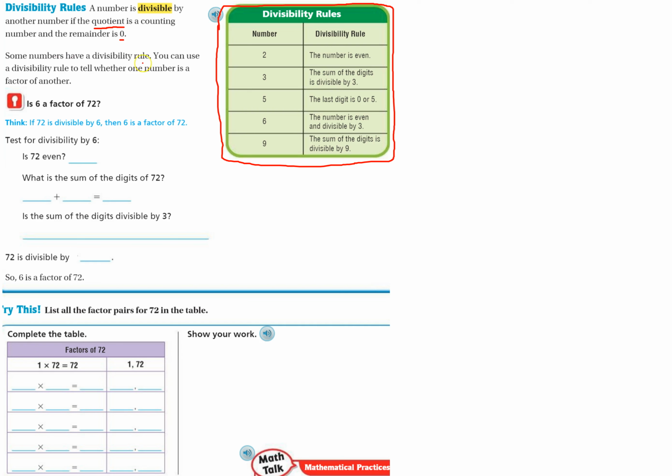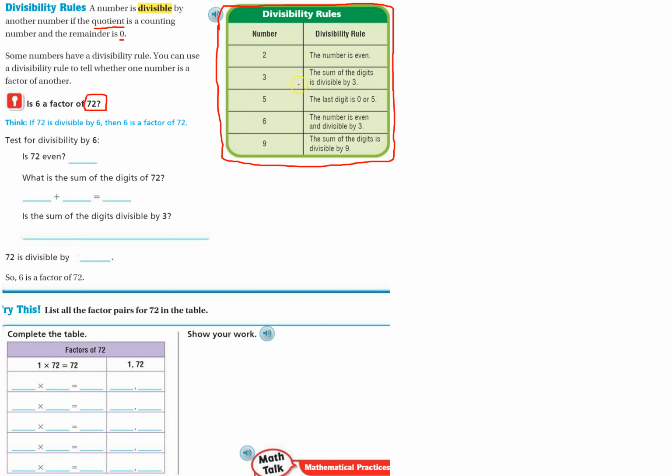Some numbers have a divisibility rule. You can use a divisibility rule to tell whether one number is a factor of another. Okay, so is 6 a factor of 72? Well, let's look. 6 has a divisibility rule. The number is even and divisible by 3. So if the number is even, and this is the number that we're checking to see if 6 is a factor of, well, is it even? Yes, it's got 2 in the ones place, so it's even. And the number is divisible by 3.